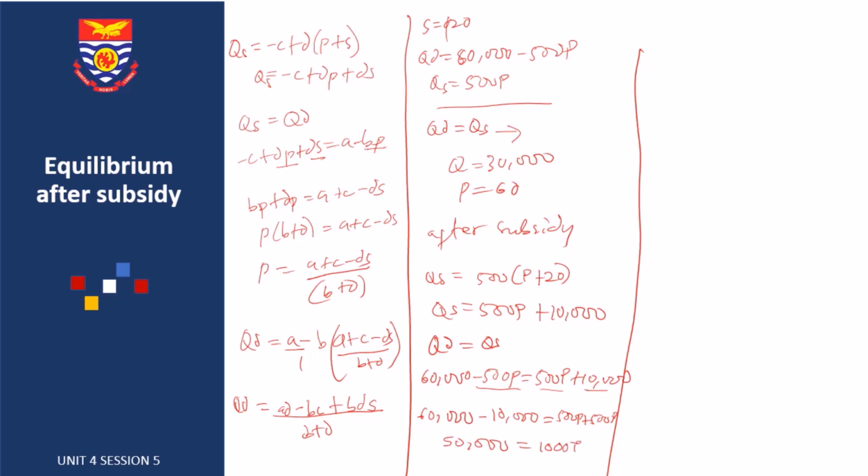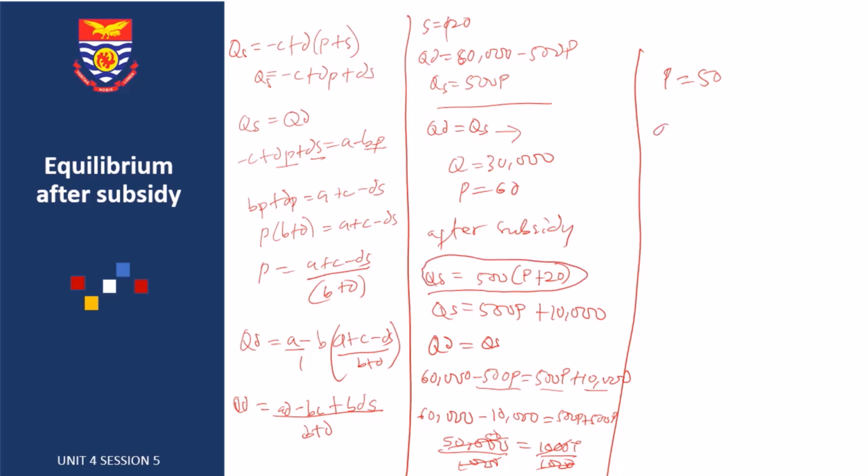Now I want to make p the subject, so divide both sides by 1,000. 1,000 cancels this 1,000. 1,000 goes into 50,000 50 times. So we have a new equilibrium price of 50. Now having a new equilibrium price of 50, we have to find a new equilibrium quantity. So we can put it here.